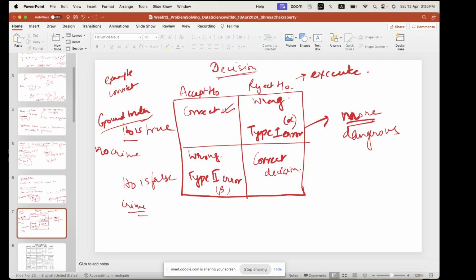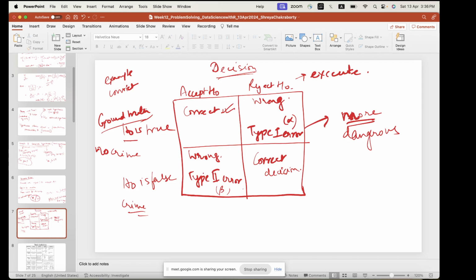So because of this reason, type 1 error and type 2 error, we should formulate our null hypothesis in such a way that the type 1 error is more dangerous. Like rejecting H naught when it is true should ideally have far more severe consequences than accepting H naught given H naught is false. Alright, this is how we should frame the hypothesis.